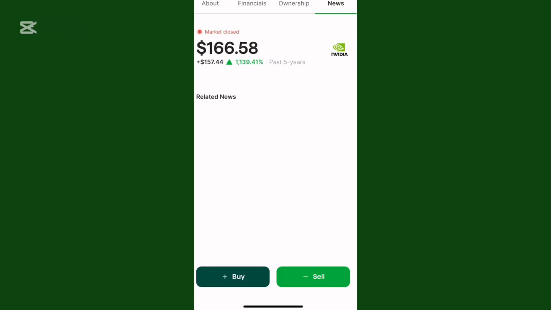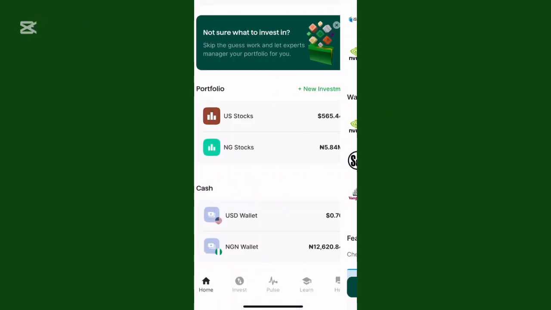So the market is currently closed. I guess that is why the related news is not appearing. So that is that about the US stocks as well.